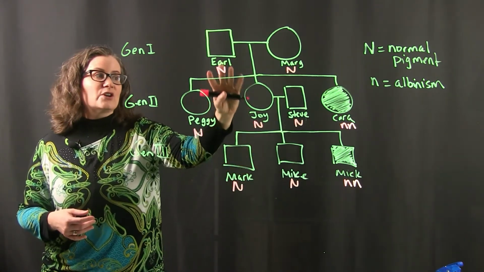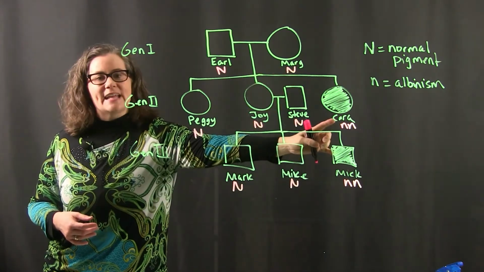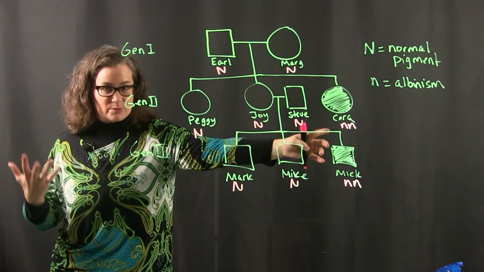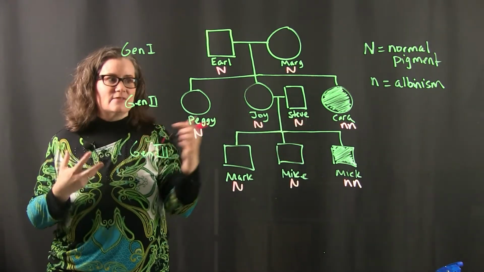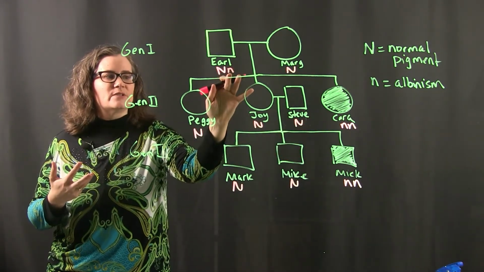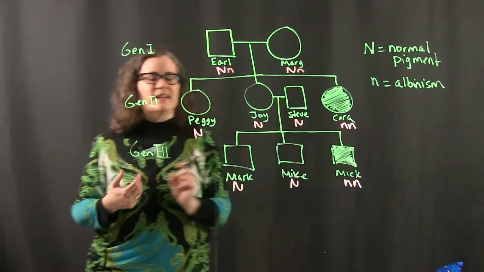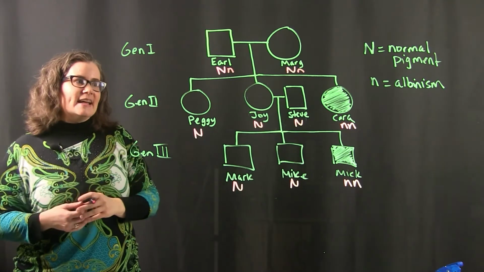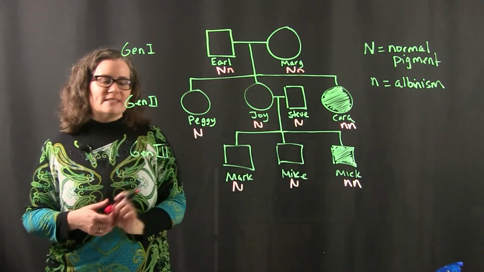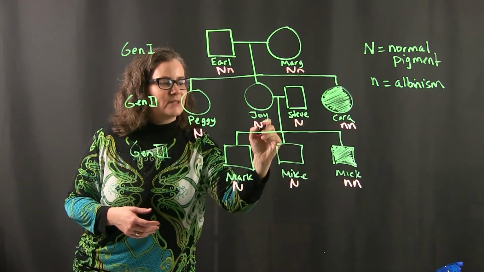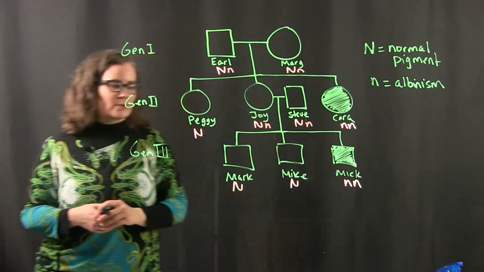And so for Earl and Marge, because they have a daughter, Kara, that has albinism, right? She's lacking the pigmentation. She's a recessive. She's inherited 2 recessives. It means she must have inherited 1 recessive from her dad and 1 from her mom in order to express that particular state. And so we know that these 2 are heterozygous. Coming down here, Joy and Steve are the same. They have Mick down here, so they would also have a lowercase n.